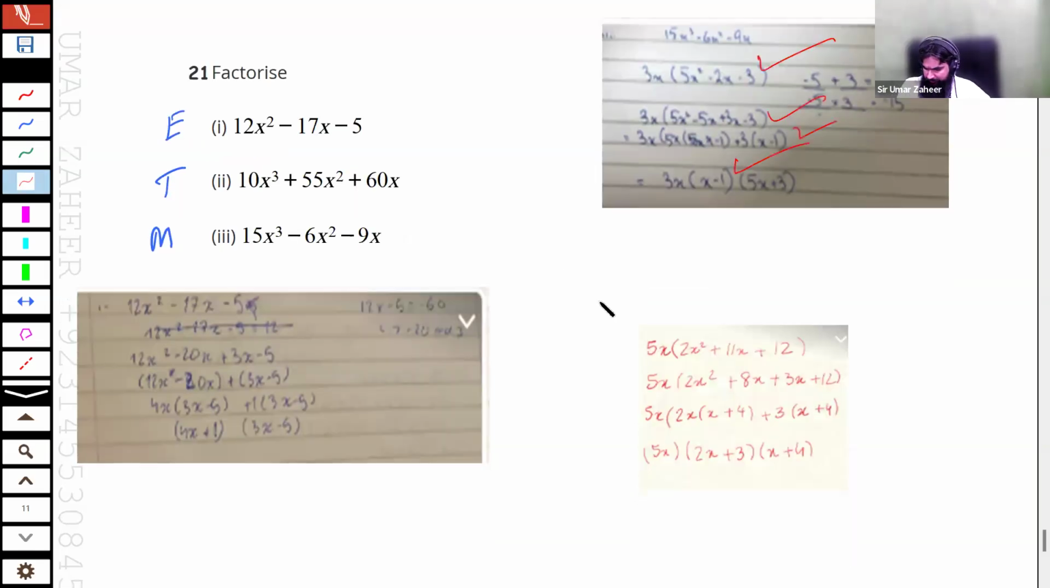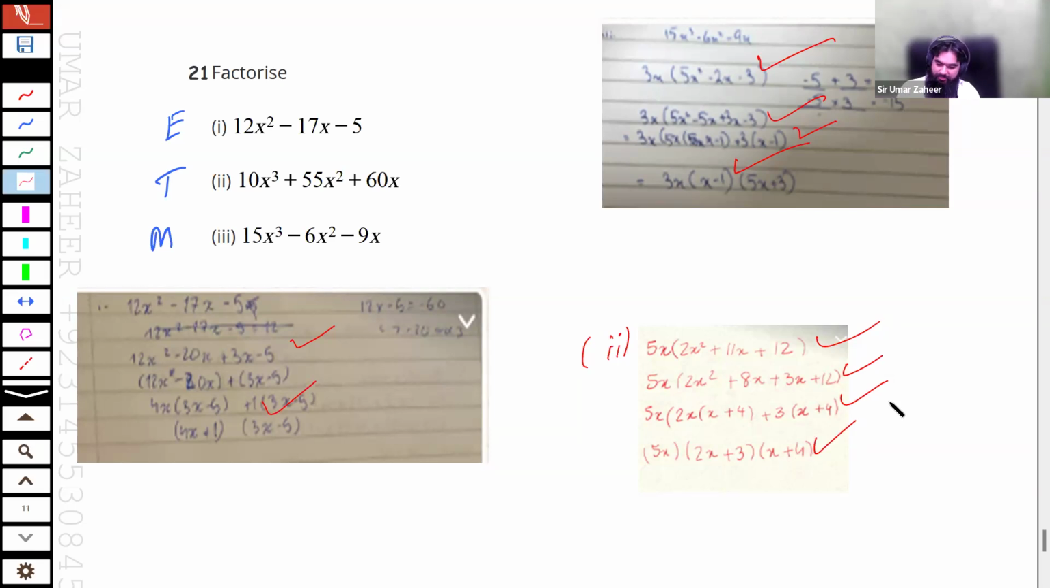Yeah, that's correct. We have 12x here, so it is 60. It is 60 minus 3, add them minus 17. I have to take common by grouping: 4x plus 1, 4x plus 1, 3x minus 5 here. 5x is common. Okay, second part. 11 minus 12. 12x plus 4, 3 is common, x plus 4.